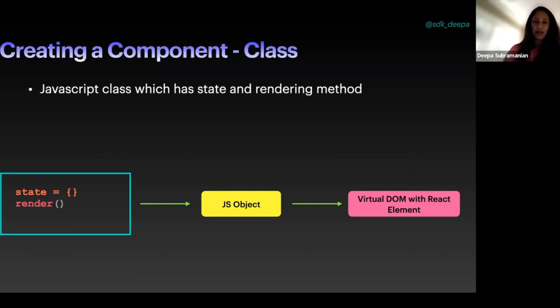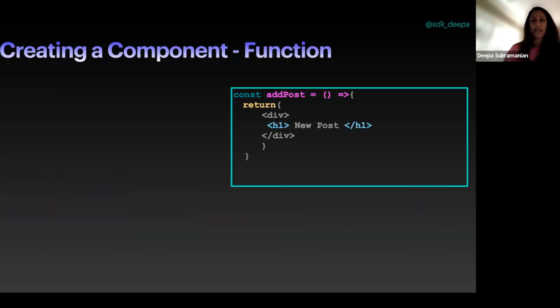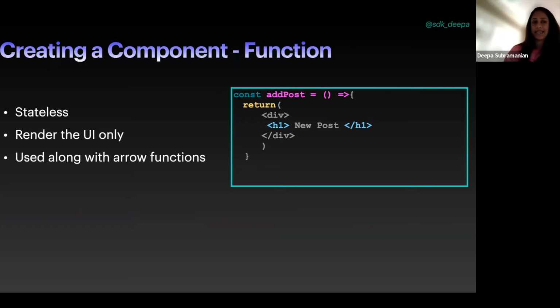Okay, so this is how you create it. You say the class has a state and a render method. It makes a JavaScript object. And once the JavaScript object is there, the virtual DOM looks for it, and then it displays it in the real DOM. If I show you an example, just give me a minute. Once I finish this functional component, you can see an example of this. So a functional component, as we said, is stateless. It renders only the UI, and it can be used along with arrow functions or regular functions.